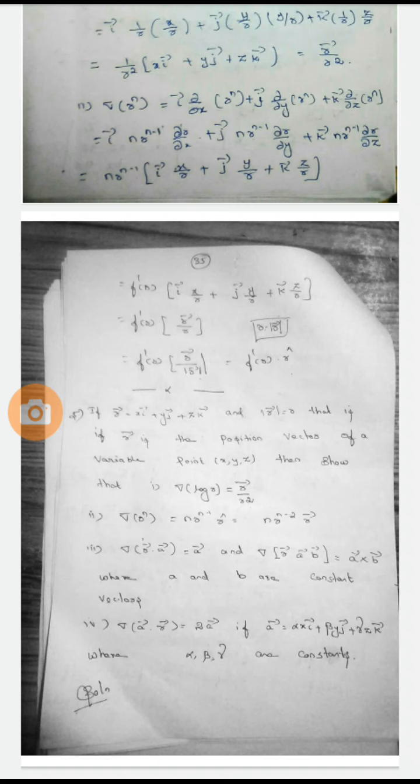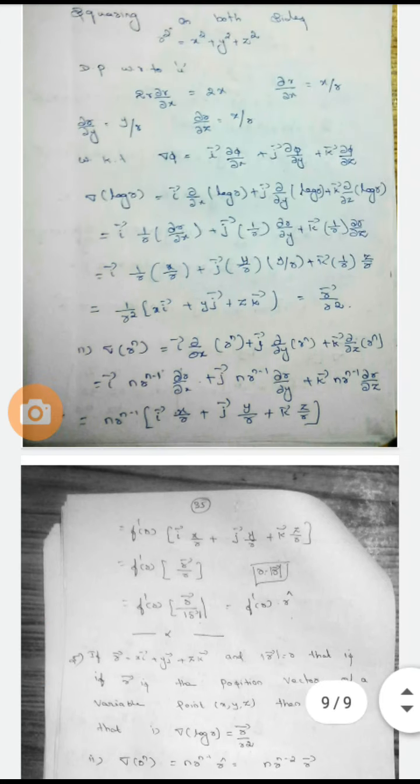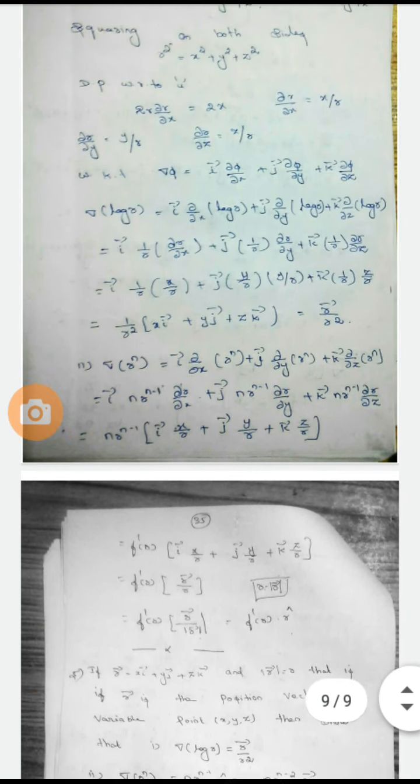Good morning, students. The next problem is: if r vector is equal to x i vector plus y j vector plus z k vector and mod r vector is equal to r, that is, if r vector is the position vector of a variable point (x, y, z), then show that del of log r is equal to r vector by r square. Three conditions are given. First, come to the first part: del of log r is equal to r vector by r square.